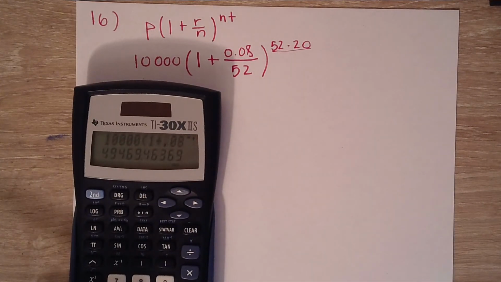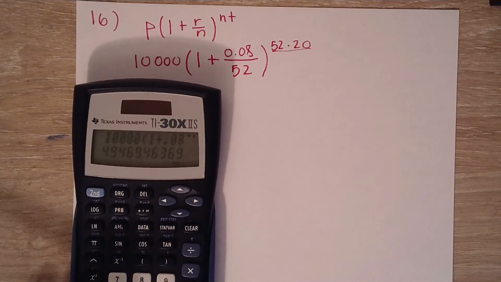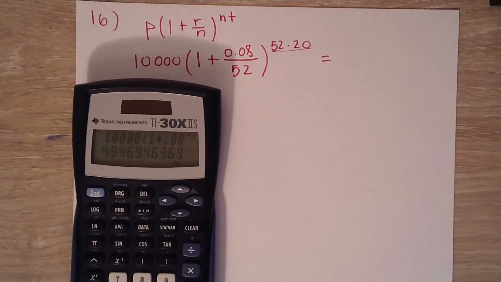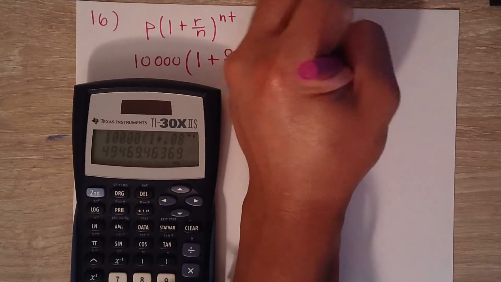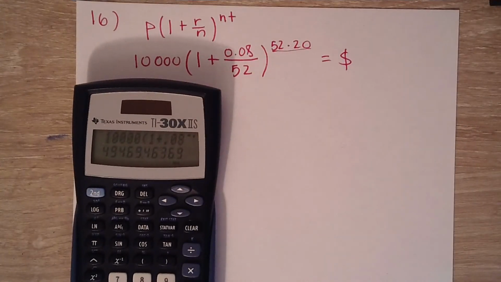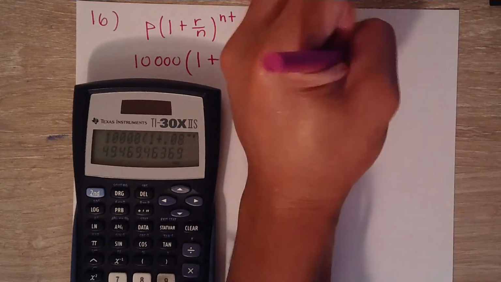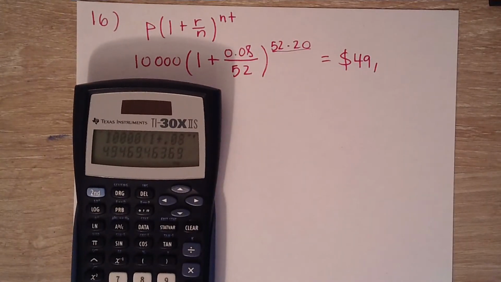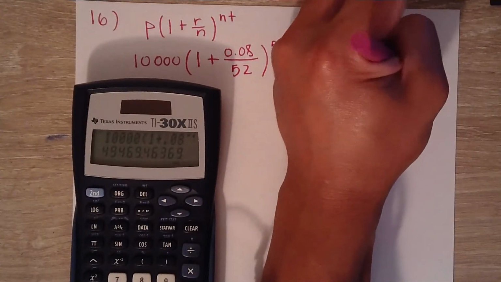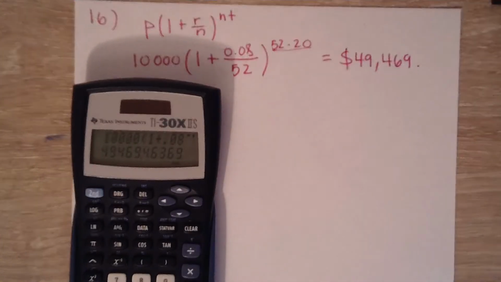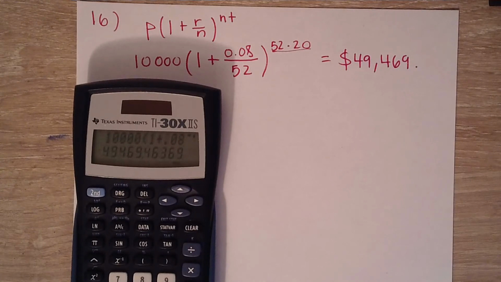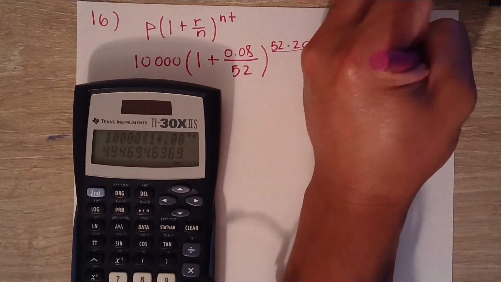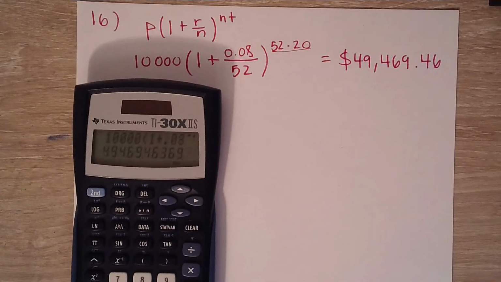All right, that gives us an answer of, let's write this out. In your Go Formative, I need you to write the dollar sign and all the commas that you need. This one, you'll only need one comma. So 49,469. And then I need you to round to the nearest hundredths. So 46 cents. There you go, final answer.